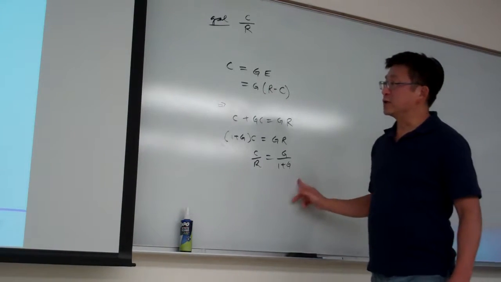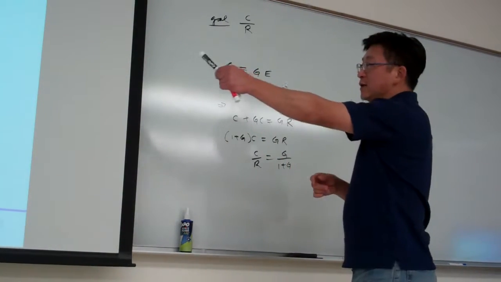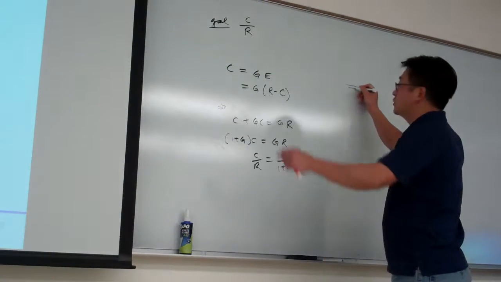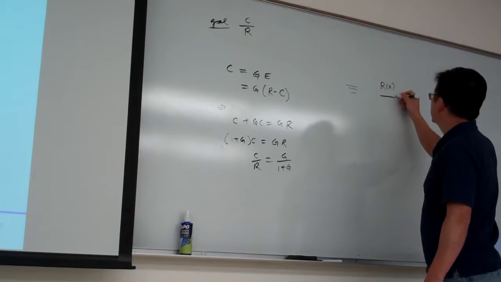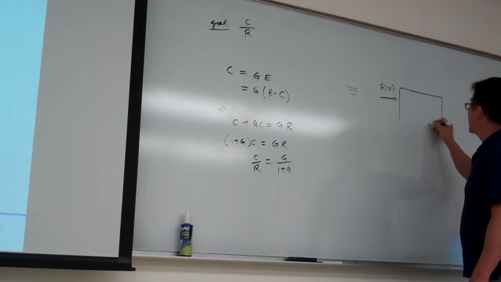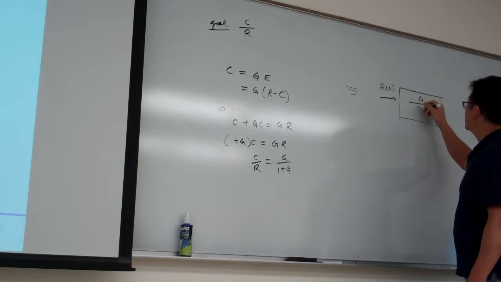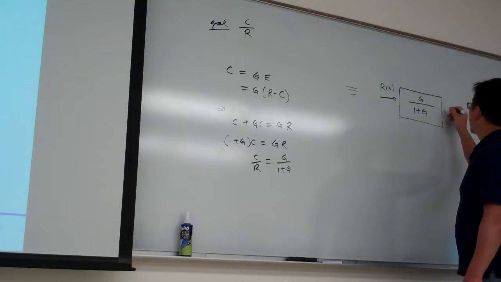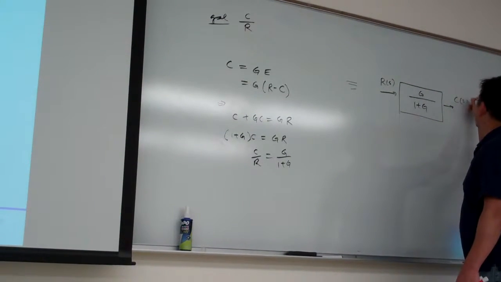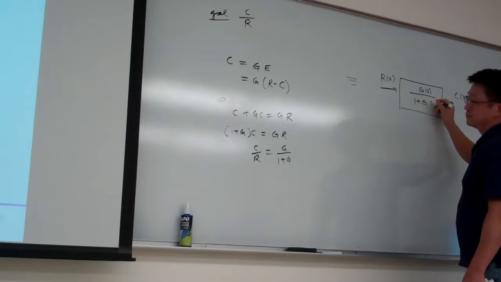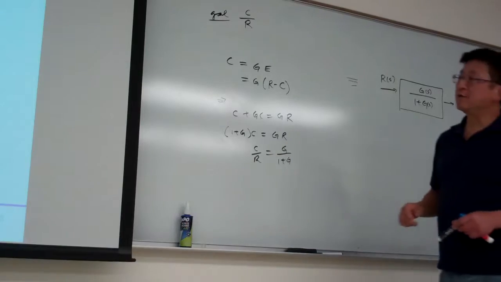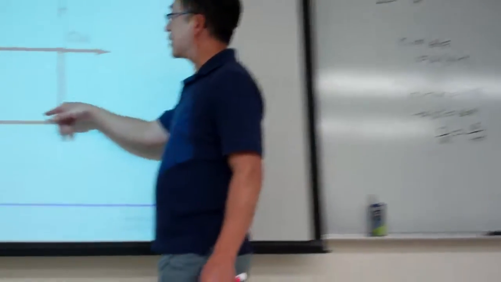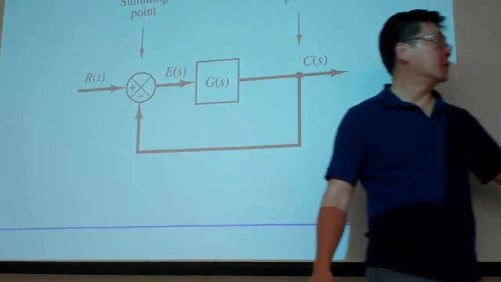Okay, so the transfer function of this one, that graph will be equivalent to this. This is our input. The block diagram, the transfer function is G over (1 plus G), and this is C over R. Okay, so therefore such a closed loop diagram can be equivalent to this one.